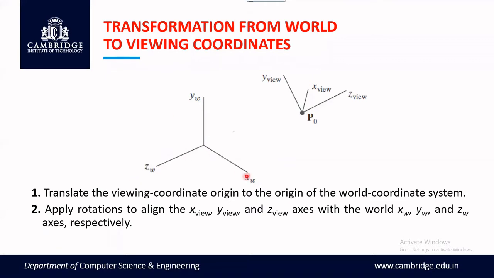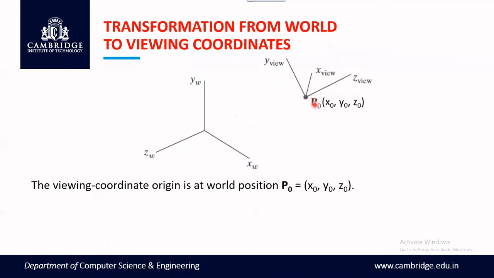Now, XW, YW, ZW are mutually perpendicular axes. Similarly, X view, Y view, Z view are mutually perpendicular axes, and both are right-handed coordinate systems. So we can rotate the axes so that X view falls along XW, Y view falls along YW, and Z view falls along ZW. So first, the translation.